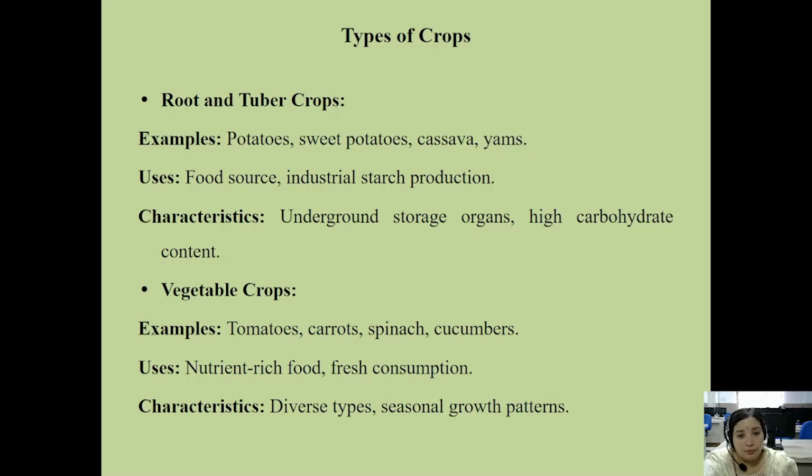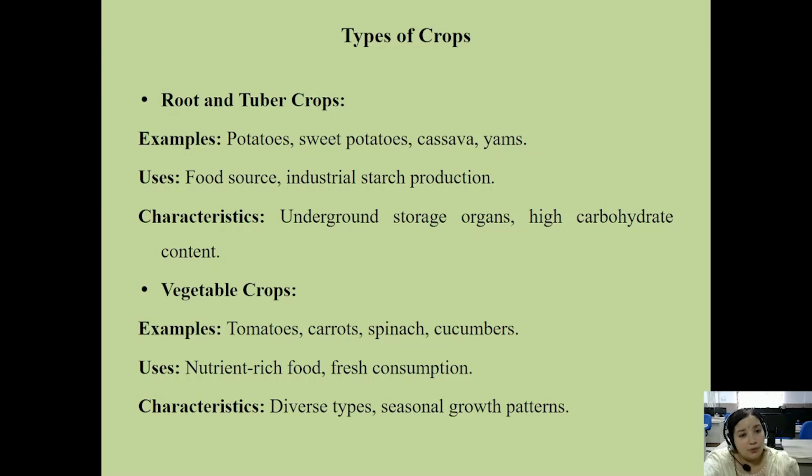Potatoes are there, sweet potatoes are there, cassava is there, yams are there. So these are the examples of root and tuber crops. Potatoes, sweet potato, jimikand is also an example of root and tuber crops. Arbi is also an example of root and tuber crops.